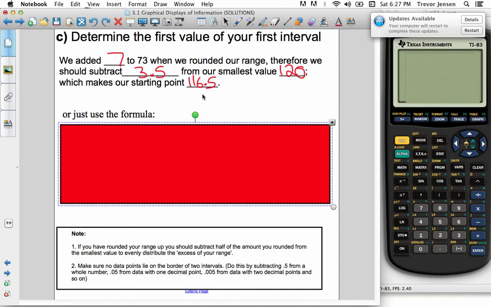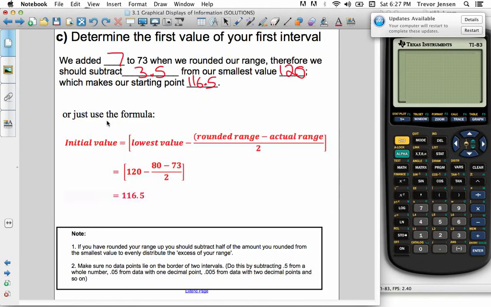Another way to calculate that starting point of 116.5 is using this formula here. Take your lowest value and then subtract half of the difference between your rounded range and your actual range. The difference between my rounded range and my actual range was 80 minus 73, which was 7. Half of that is 3.5, so subtract 3.5 from 120, and we get 116.5. So if you want, just use that formula and you'll get to the same point that we got to there.